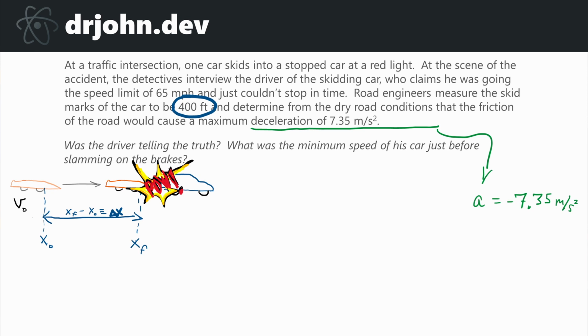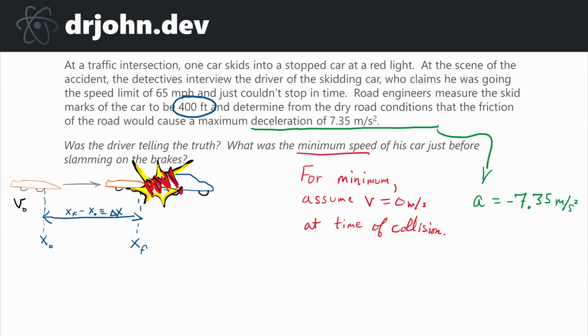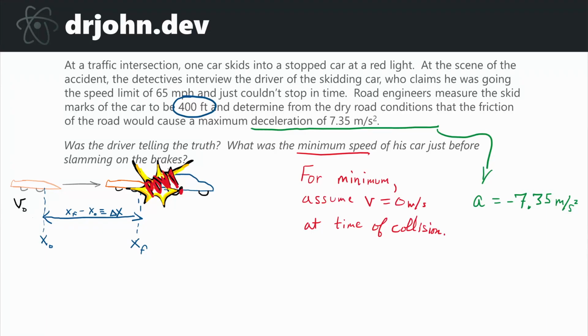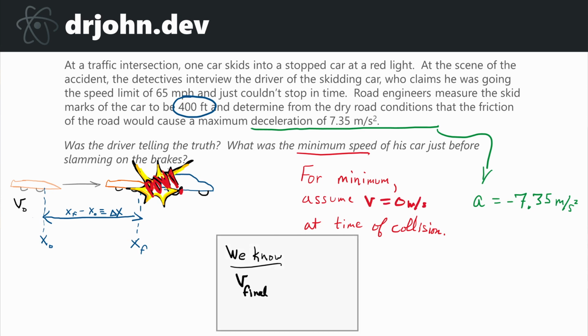Finally, we weren't given the final velocity when it collided into the stopped car. But if we assume this velocity is exactly 0 meters per second at the time of the collision, this will give us an absolute minimum speed the car must have been traveling before slamming on its brakes. If the car were traveling slower, the deceleration from the road would stop the car before it would be able to collide. So for the minimal speed of the car, let's assume the final velocity to be 0 meters per second. Organizing our kinematic variables now, we know the final velocity, v final, the net displacement, delta x, and the deceleration, a. And we're trying to find the initial velocity, v0.